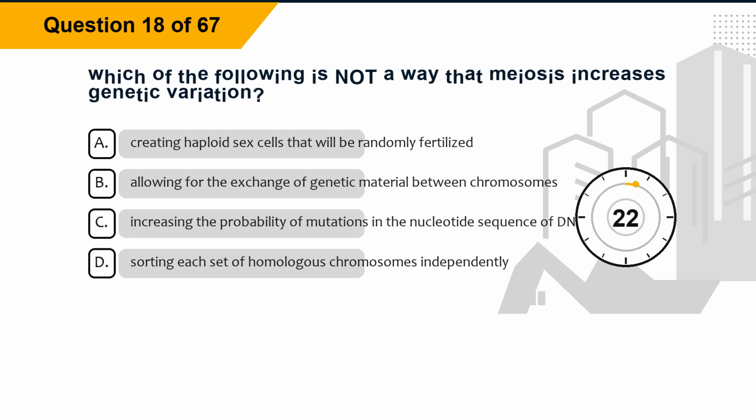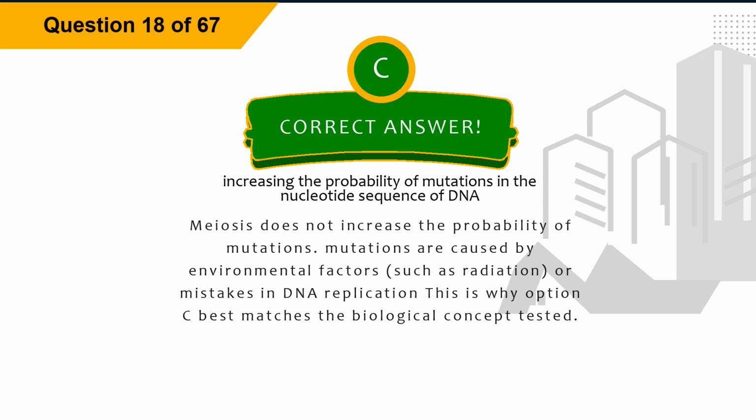Question 18. Which of the following is not a way that meiosis increases genetic variation? Option A, creating haploid sex cells that will be randomly fertilized. Option B, allowing for the exchange of genetic material between chromosomes. Option C, increasing the probability of mutations in the nucleotide sequence of DNA. Option D, sorting each set of homologous chromosomes independently. The correct answer is option C, increasing the probability of mutations in the nucleotide sequence of DNA.